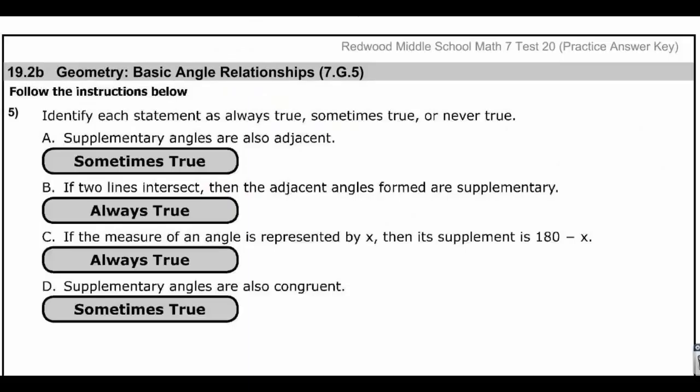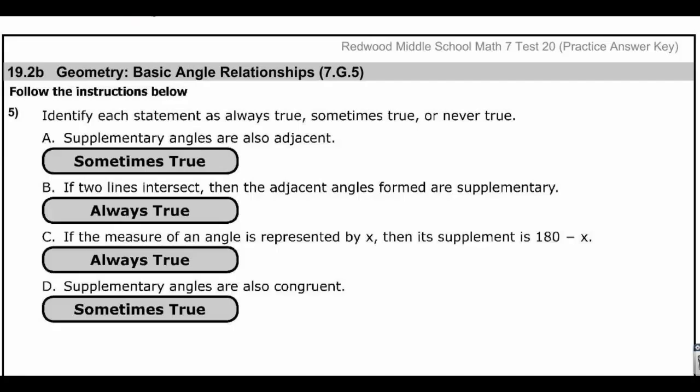So in this case, what you're asked to do is take those rules that you know about complementary, supplementary angles, about angles that are congruent, which means same size and shape, angles that are adjacent, maybe angles that are vertical, and use that to answer these questions. So first off, supplementary angles are also adjacent angles. Well, that's sometimes true. Not always true.